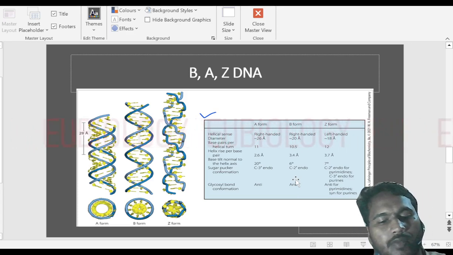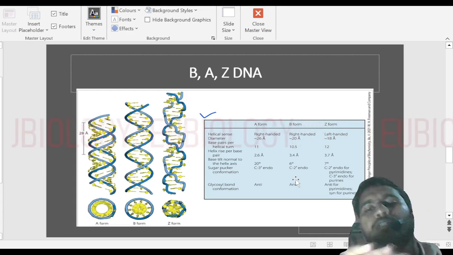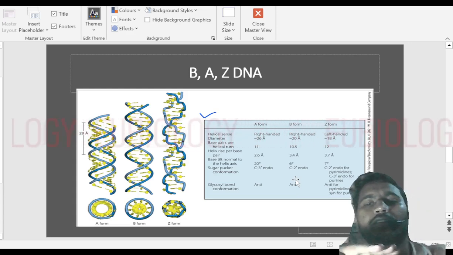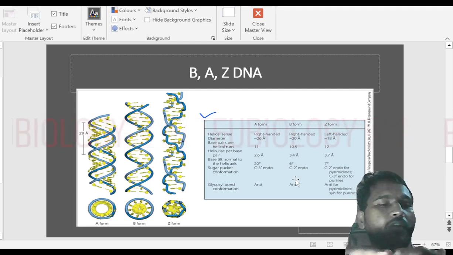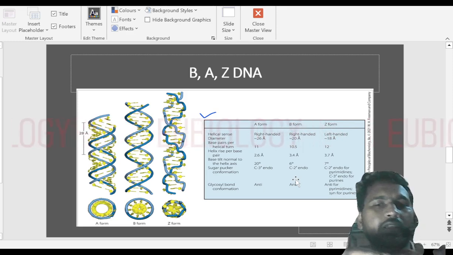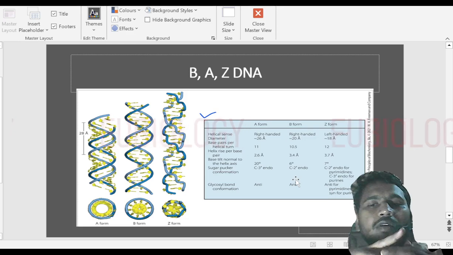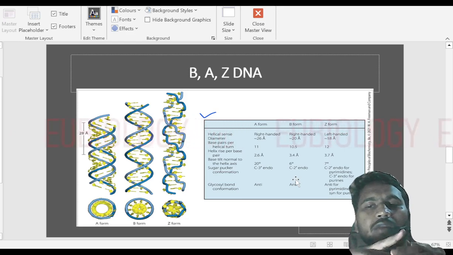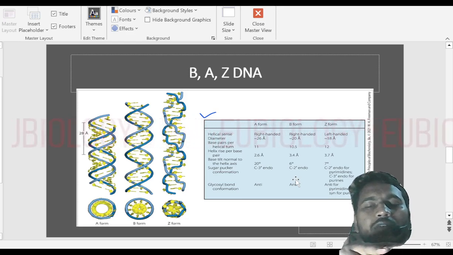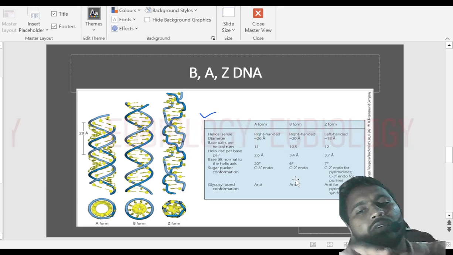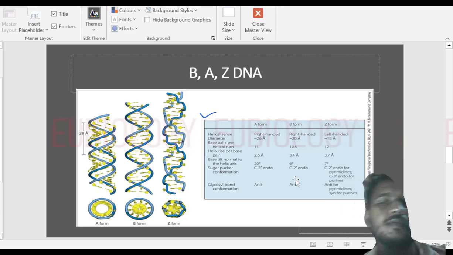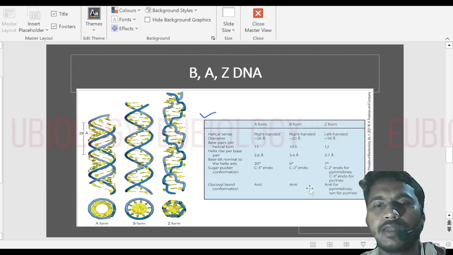Suppose there are three fingers. Suppose these three fingers are in one plane. Now, because of some strain, because they cannot bind together, it will go upside, which is called exo puckering, or it will go downside, which is called endo puckering. It is going upside, exo puckering. So this is endo puckering of this third carbon, endo puckering of this second carbon, and like this.